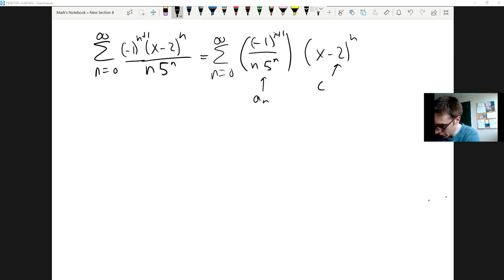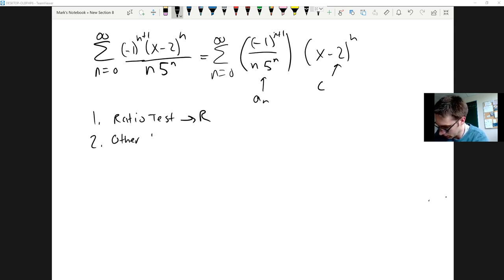All right, so there were two steps to finding the interval of convergence for a power series. The first is you need to use the ratio test, and that's to find r, the radius, and then next we'll apply other tests to get the endpoints. Okay? All right, so let's try applying the ratio test.